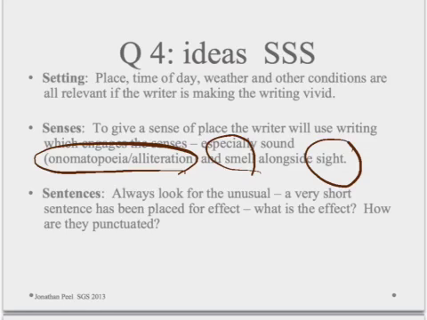And then look for the unusual in the sentences. A very short sentence will have been deliberately written. Why? Your job is to spot the effect. But the idea is you're looking for these sentences that are different. And before you finish writing about them, just make a note of how they're punctuated. Is there anything interesting there? Just think about the range of punctuation there might be, the difference between a sentence that ends in a full stop and a sentence that ends in an exclamation mark.